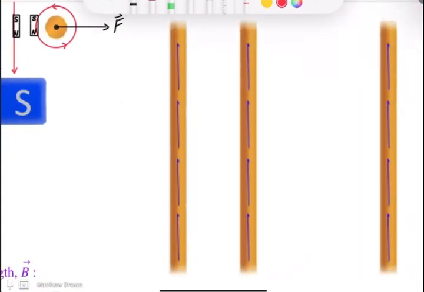So point your right thumb in the direction of the current. If I'm looking at either of them, let's look at this wire right here. Point my thumb in the direction of the current. My right hand, my fingers are coming up on the left. So that means there would be a magnetic field like this. And on the other side, it would be going down.